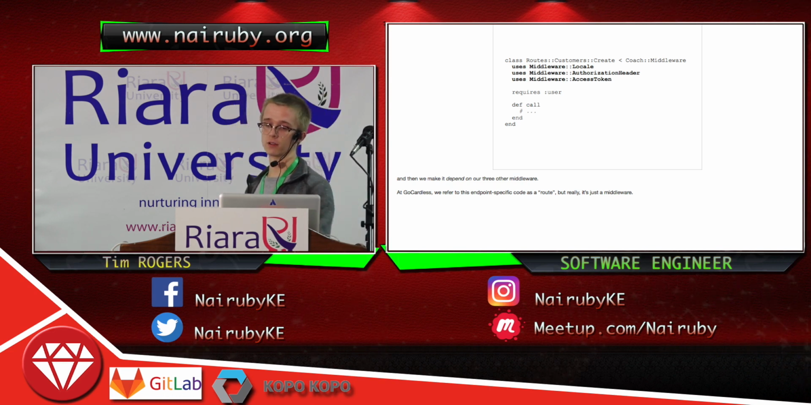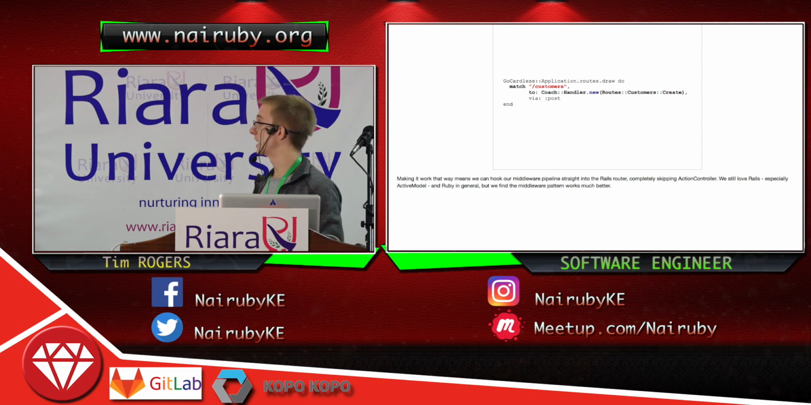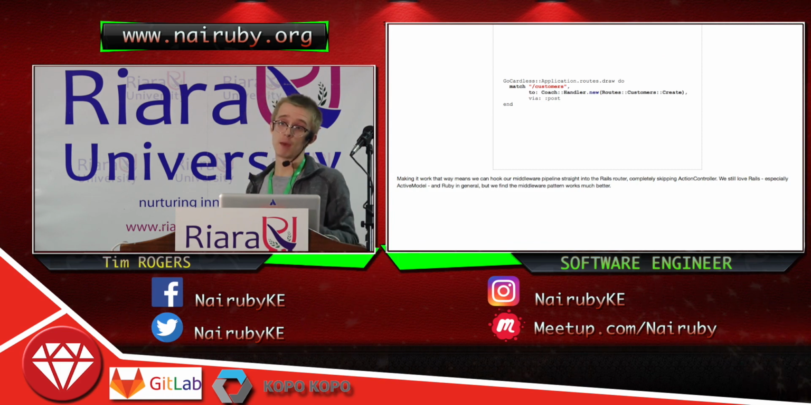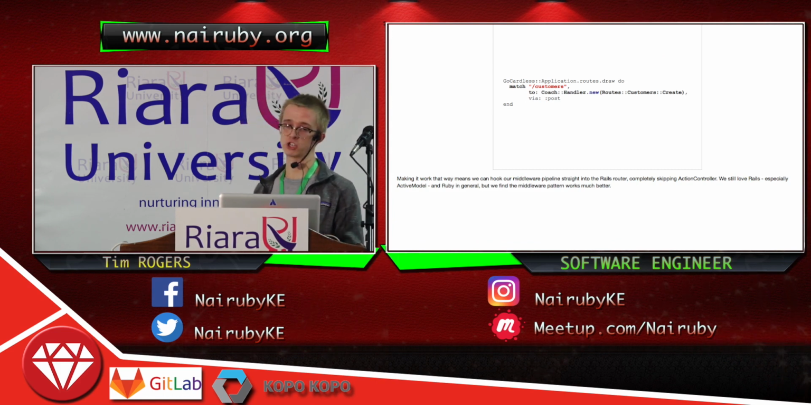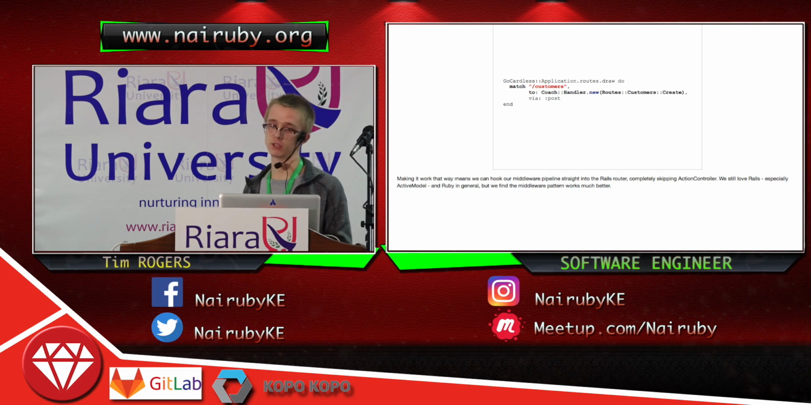Having this route class means that we can actually connect our code straight up to the Rails router. We can actually skip ActionController entirely if we want to. We still love Rails and especially love using ActiveModel, and we love Ruby in general, but we find the middleware pattern works better for us building APIs than using controllers.